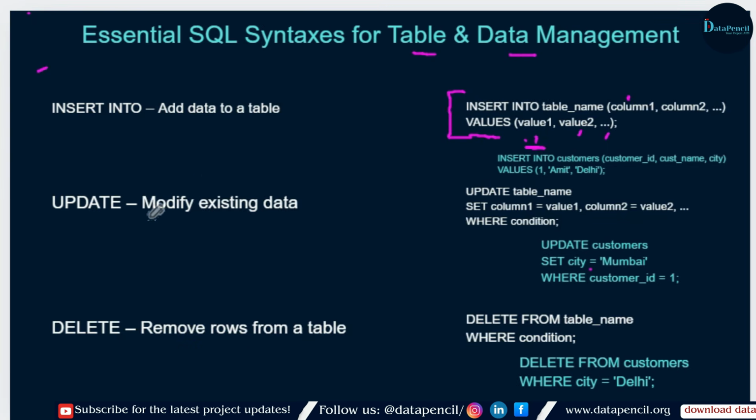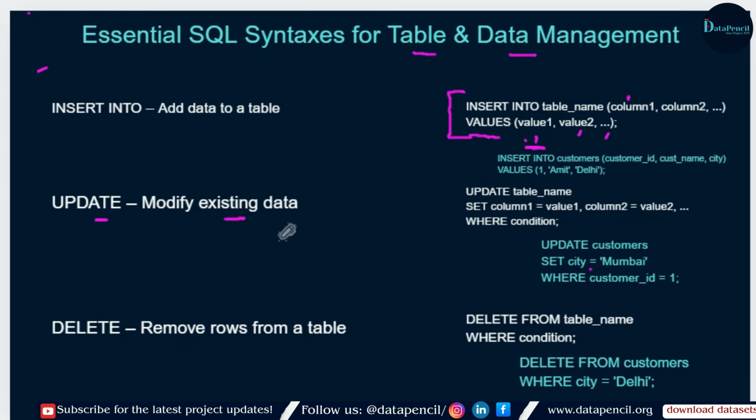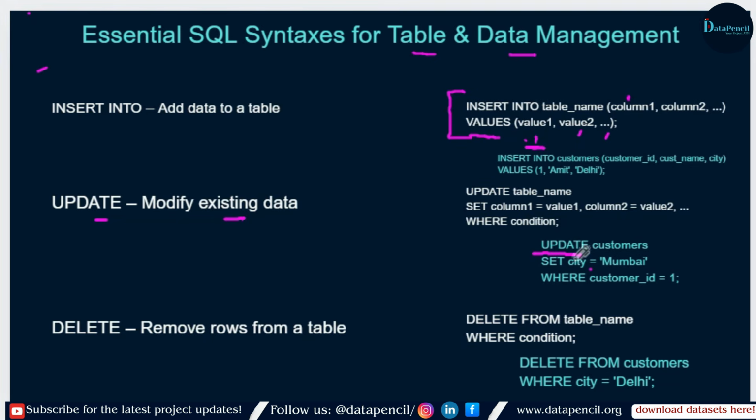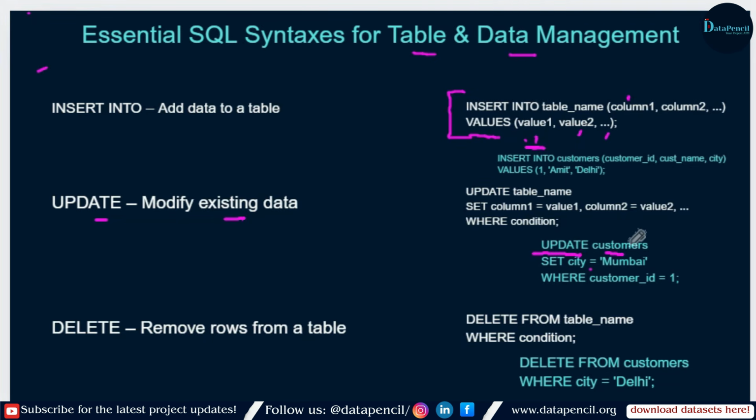Now suppose you want to update existing data, you want to make some modification in the existing data. For that, you write the UPDATE keyword, then the name of the table. Suppose in the customers table you want to do this update, so you write UPDATE customers, and then you write SET, and provide the column name in which you want to apply the changes. Suppose your column is the city column. In this city column, you want to change the value, so you write city equals Mumbai.